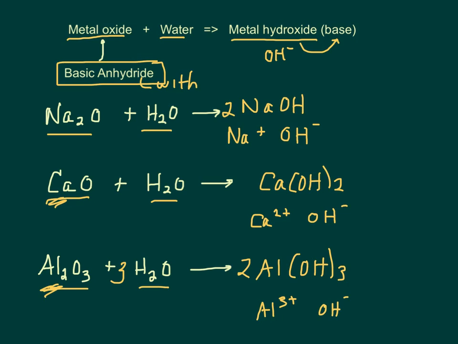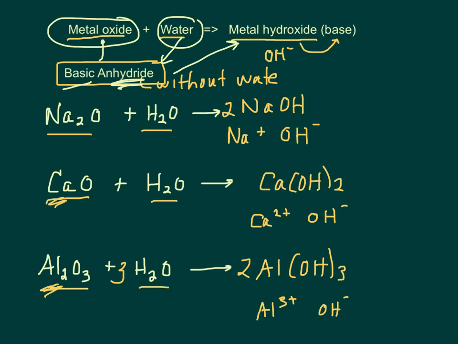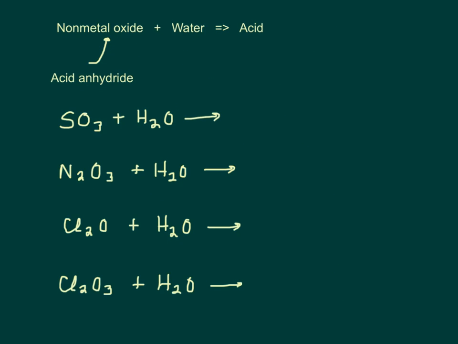Okay, without water. So when I add water, I get a base. So it's a base without water. When I add the water, I get the base. Anyway, this metal oxide is called a basic anhydride.